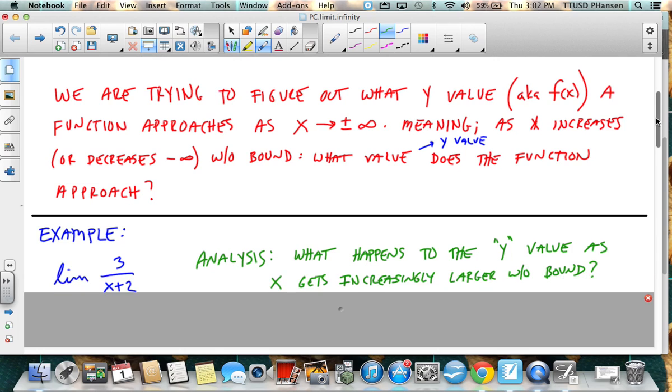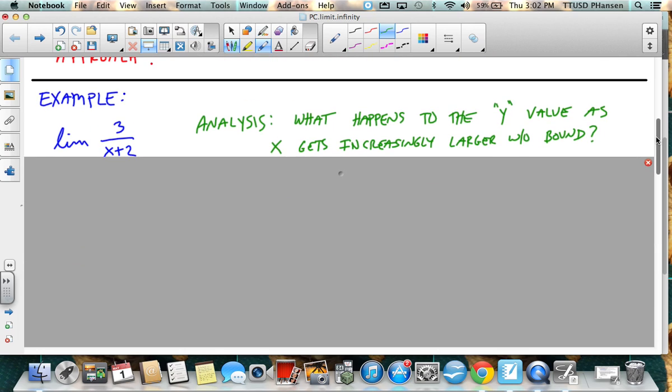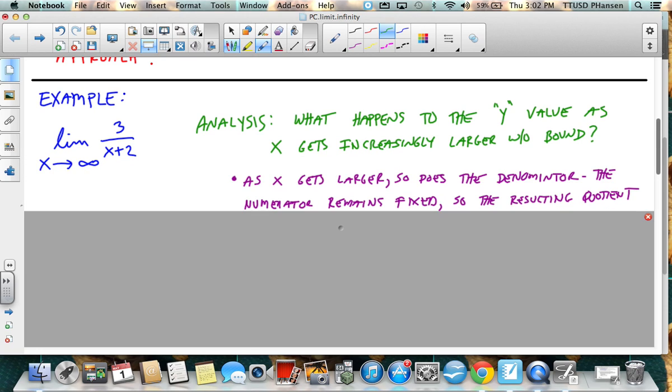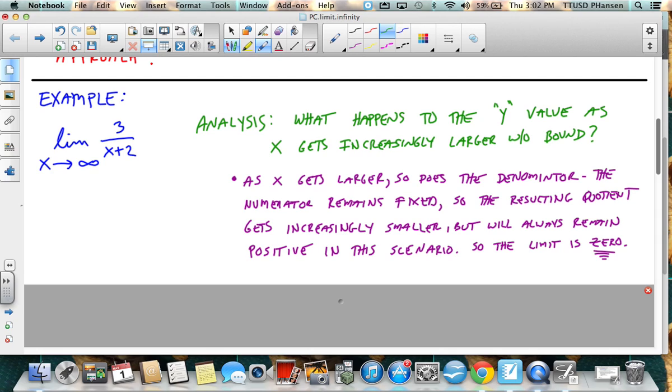An example. I'm trying to give you concept and analysis and computation throughout this whole video. So an example: the limit as x approaches infinity of the quotient 3 over x divided by 2. Analysis means what happens to the y value as x gets increasingly larger without bound. Right? That's another way to look at that limit.